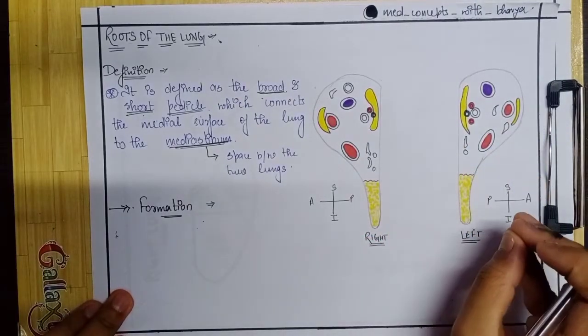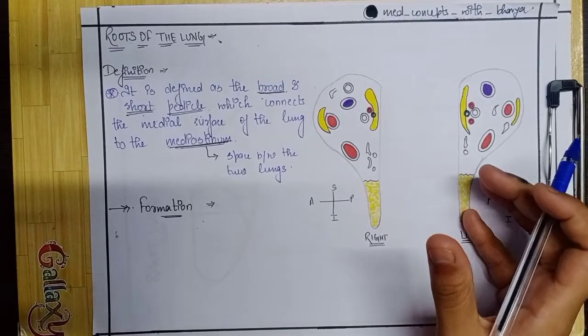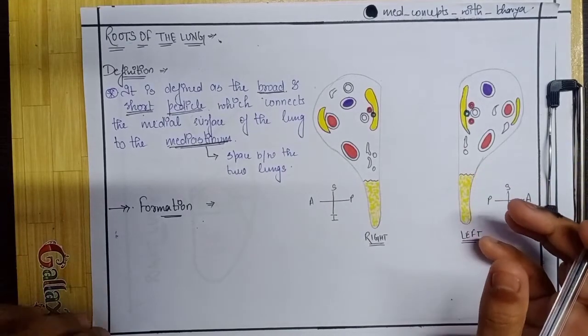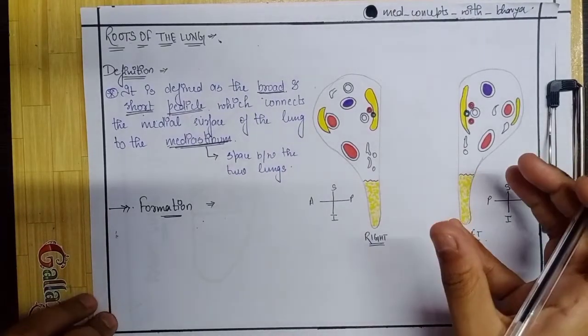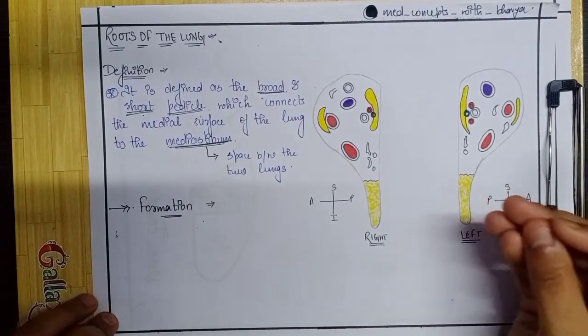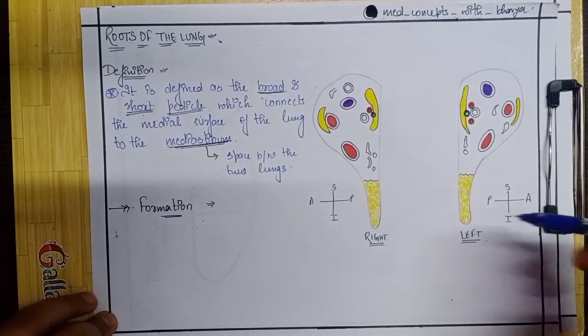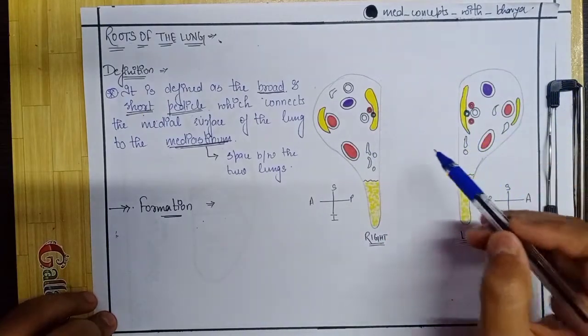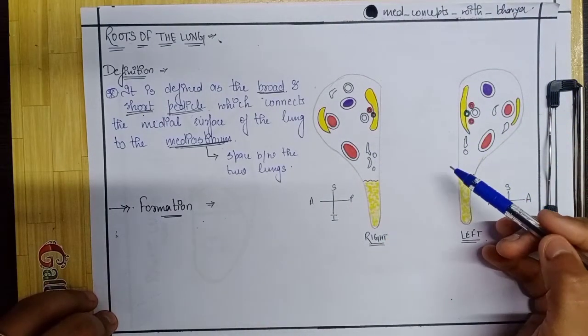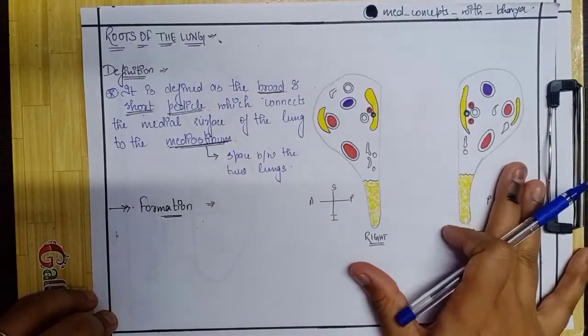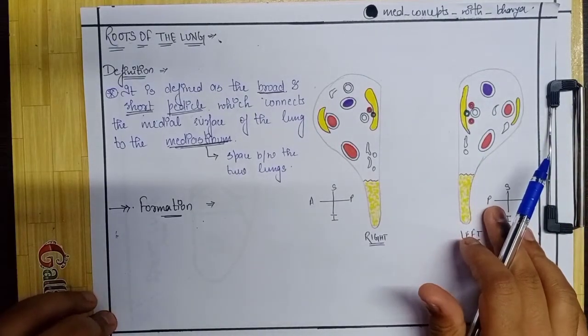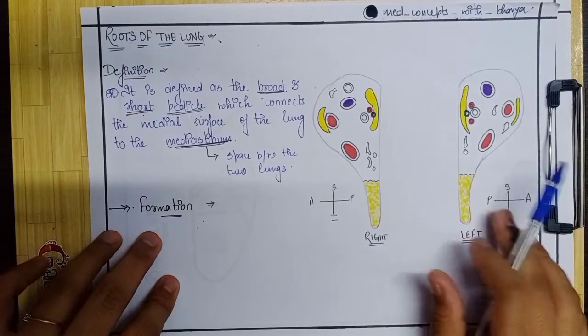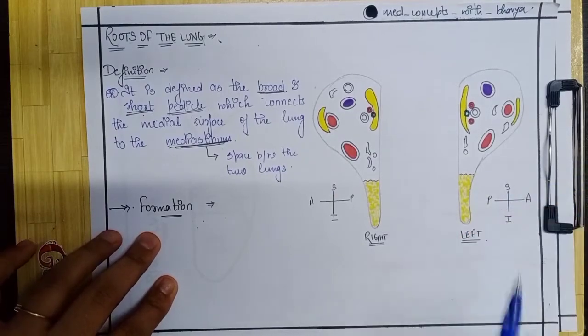Now what happens is, there are many structures that come into the hilum. That is, they enter into the hilum, and there are many structures that exit out of the hilum, and those structures are marked here. So these are the structures we would study, we would study the arrangement of them, and we would also learn how to make this diagram. Alright, so the formation of root of lung is also clear. Let me write it here.